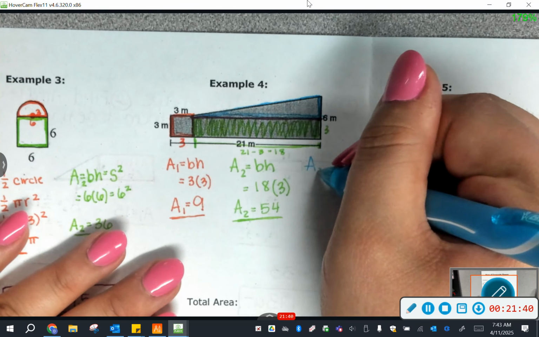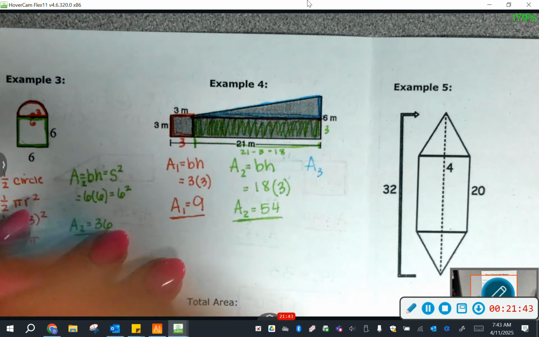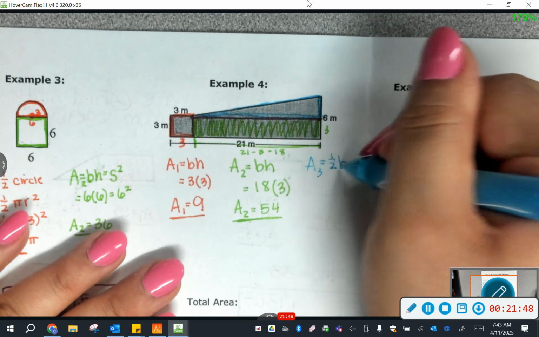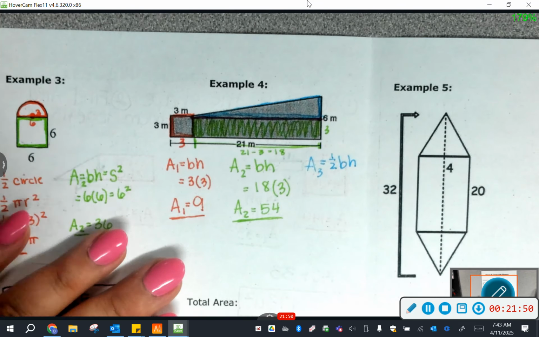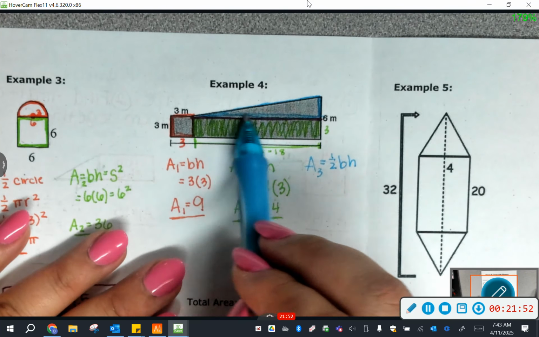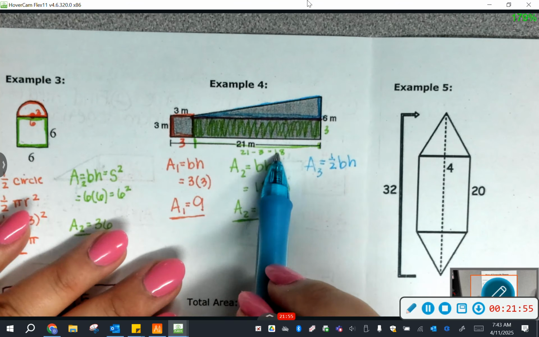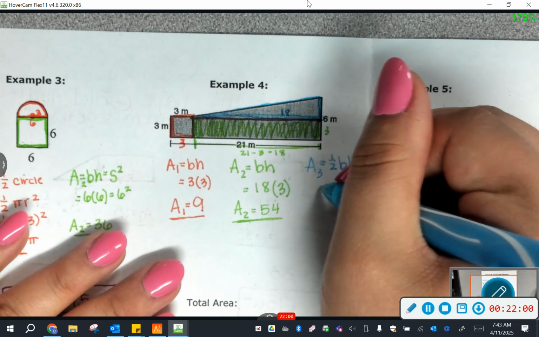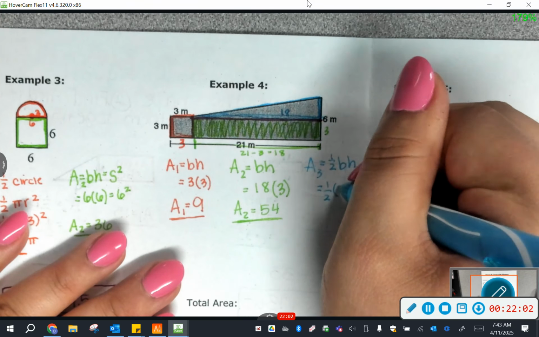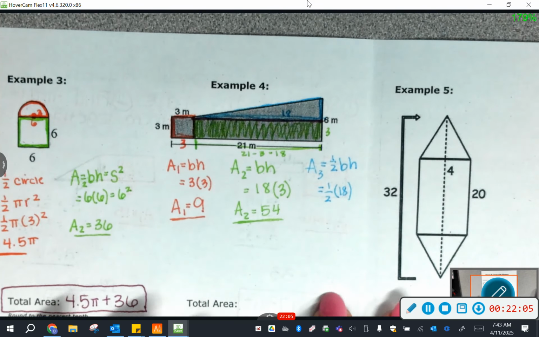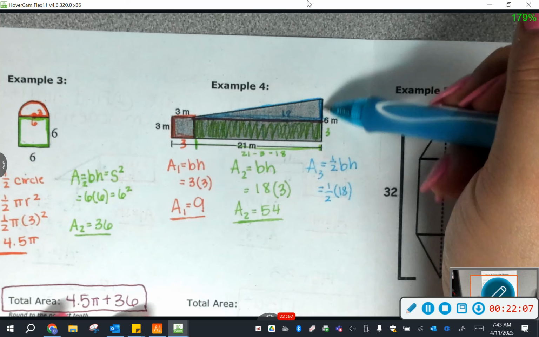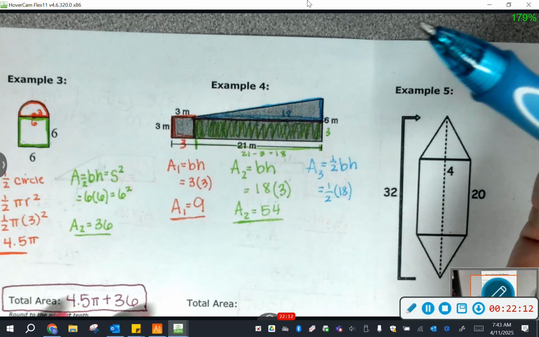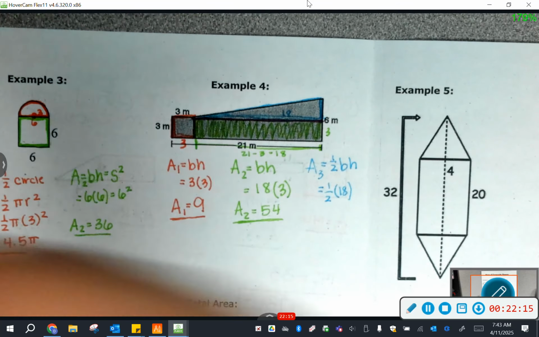My last shape is a triangle. What's the formula for a triangle? 1/2 base times height. What's the base of this triangle? Do you agree if this was 18, a rectangle right above it will also be 18? So 1/2, 18. What's going to be the height of this triangle? Why?